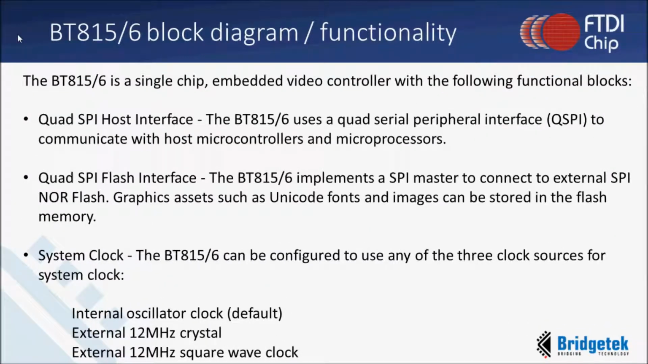So the BT815/6 is a single chip embedded video controller with the following functional blocks. We have a quad SPI host interface for communication with host microcontrollers and microprocessors. We have a quad SPI flash interface which implements a SPI master to connect to external SPI NOR flash. Graphics assets such as Unicode fonts and images can be stored in the flash memory. And finally on this page we have our system clock, which can be configured to use any of the three following clock sources. We can use the internal oscillator, which is default, an external 12 MHz crystal, or an external 12 MHz square wave clock.